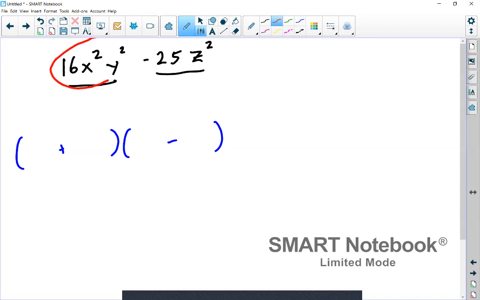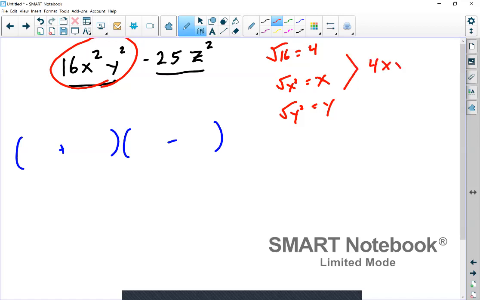How are we going to break this down? Let's see. The square root of 16 is 4. The square root of x squared is x. Remember, you're just dividing the exponent by 2. 2 divided by 2 is 1. The square root of y squared, 2 divided by 2, is once again y. So this first one would just be 4xy. That one is the one that's going first here.